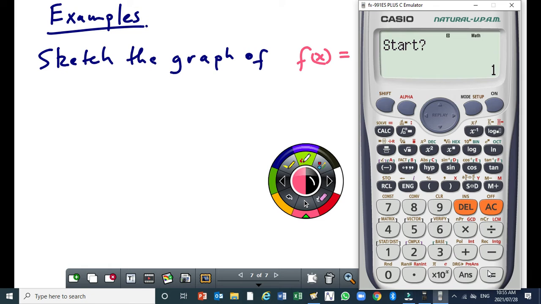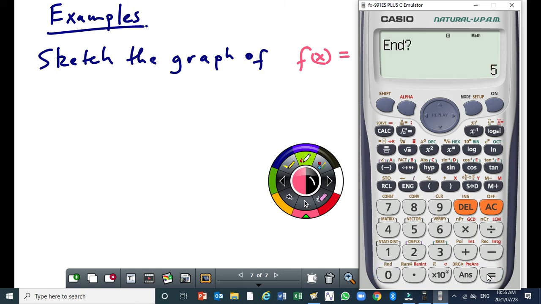Like, when it says start, start means, what is the minimum value of the domain? What's the minimum value of x? Where are you starting from when you are sketching the graph? We are starting from x equal to 0. Do you remember when I wrote the domain, I said the domain is from 0 to 360. So start is the minimum value of the domain. So it's 0. So you click 0, then you press equals.